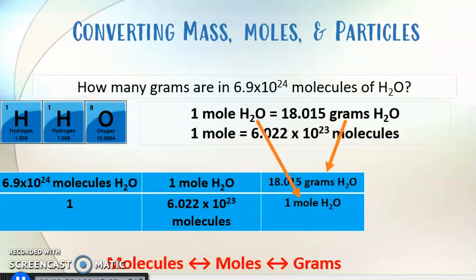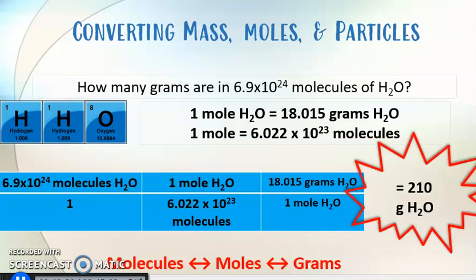Now, since we have grams in the top last box, it's time to plug and chug. Plug it into the calculator, chug back out an answer, and this time you should find that your final answer will be about 210 grams of water. Again, two significant figures go in 6.9 times 10 to the 24th. Only the number in front of the times 10 to the counts. So we'll have two significant digits on the way out.